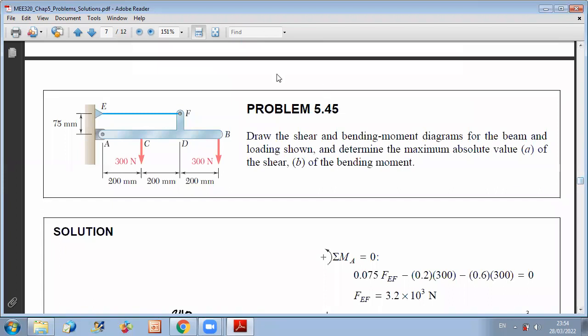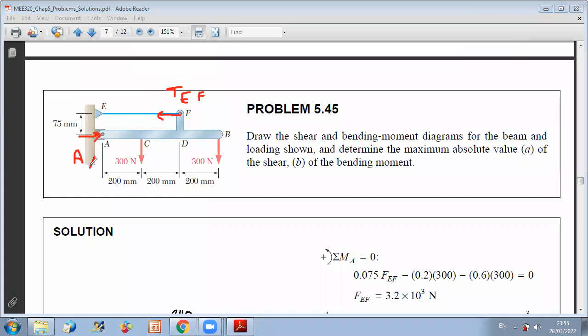Whenever you have a cable here, you have a tension in EF, and you have a pin at A, so you have an X and a Y. You have three unknowns as external reactions. You can calculate them. You have to write three equations: sum of X equals 0, sum of Y equals 0, and sum of moment about A, for example, equals 0.